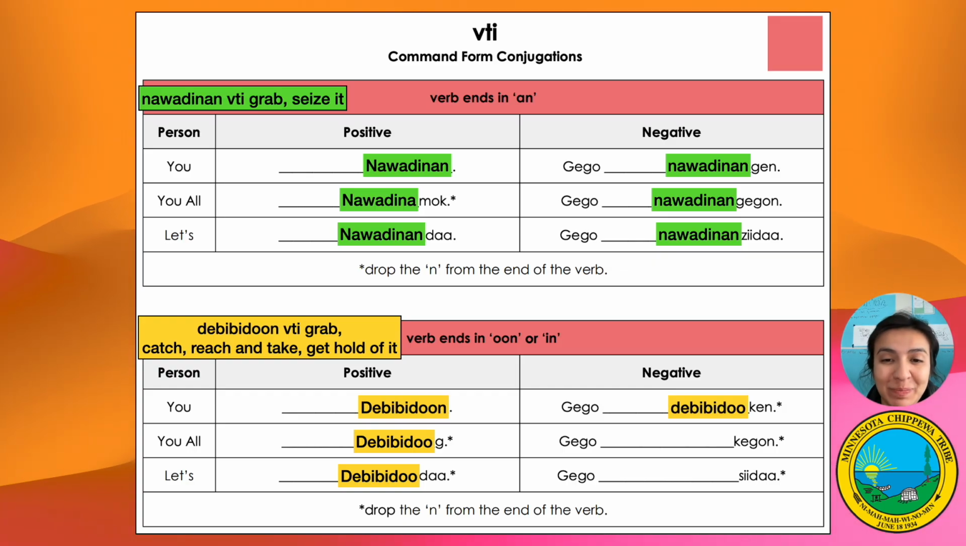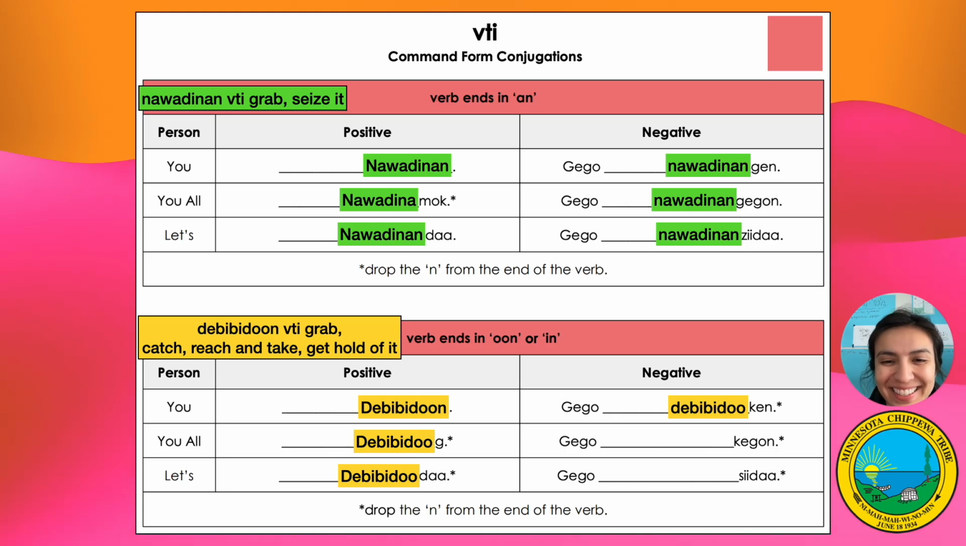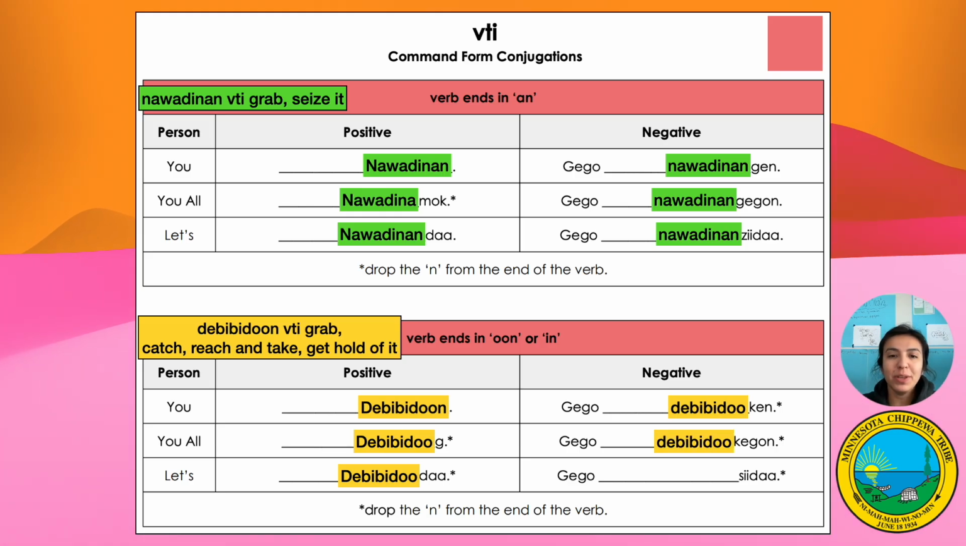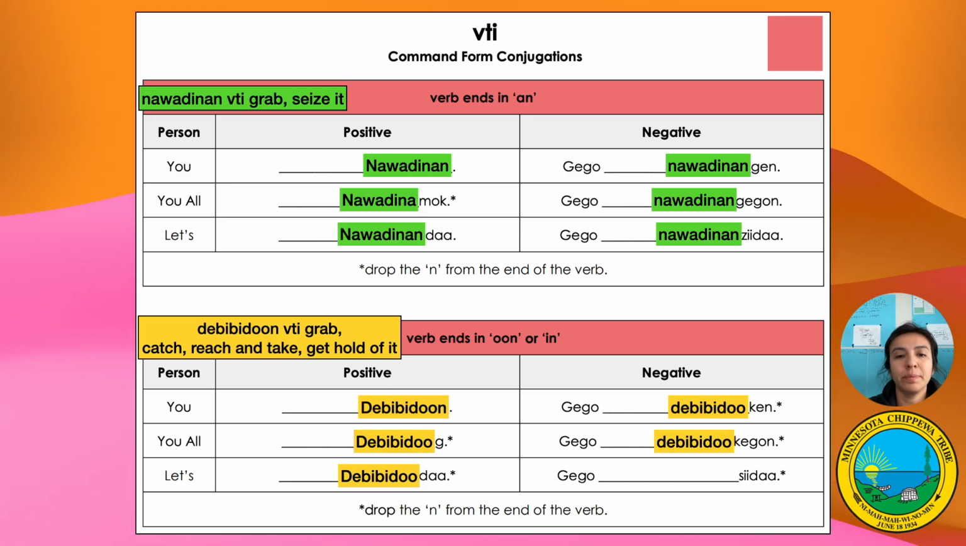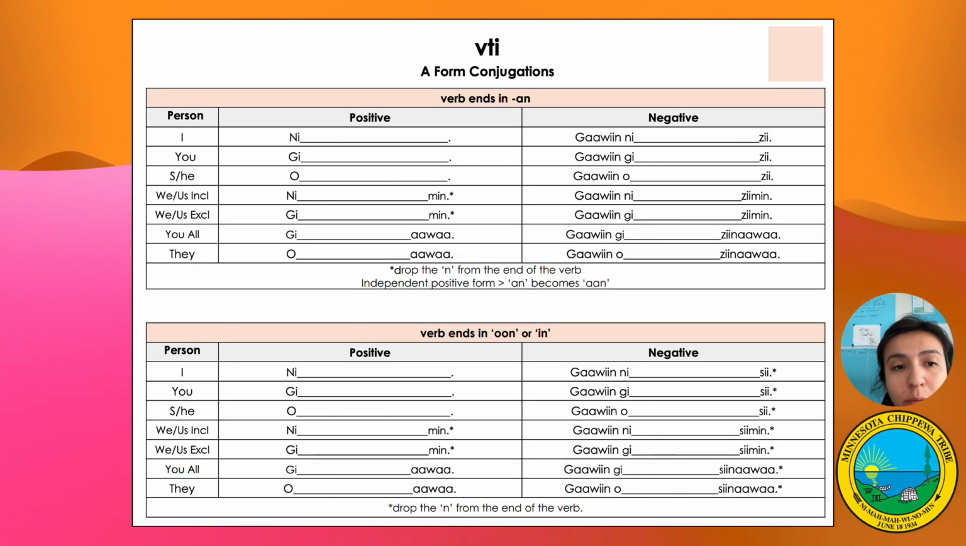Don't grab that. So don't grab it. If you want to talk to a kiddo, say you're in the grocery store, they start taking something off the shelf, you could say, Gego debibidukain. There's multiple kids doing the same thing. Gego debibidukegon. You all don't grab that. Finally, let's not grab it. Gego debibidusida. And notice all of those have asterisks. We are dropping the N. Looking at our A-form conjugations.